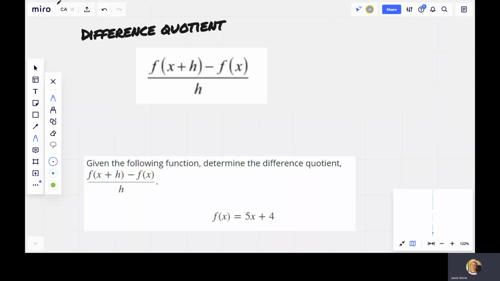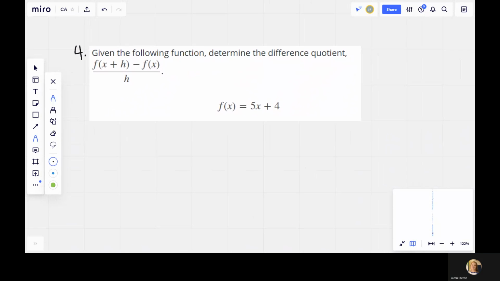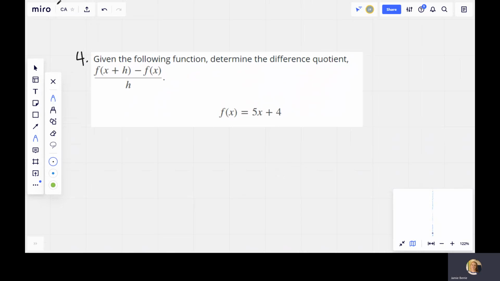I typically don't put something like this on the test. I wouldn't ask you to find a difference quotient on the test. It's not terribly difficult, but it is a lot of arithmetic type of stuff. So let's look at an example. I think this is going to be number 4. These are kind of fun. You'll see why, what happens whenever we calculate this difference quotient.